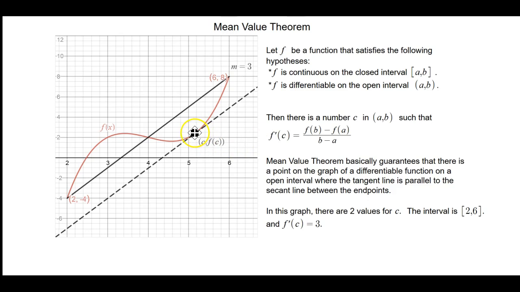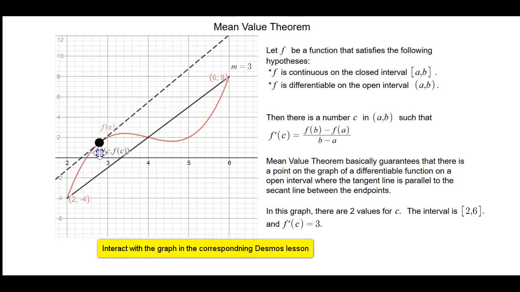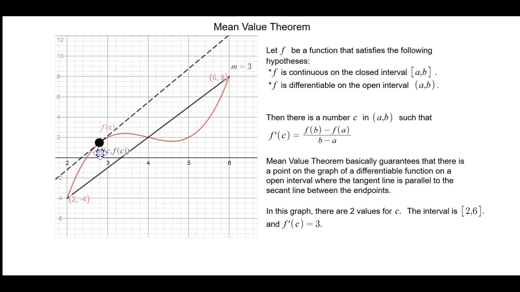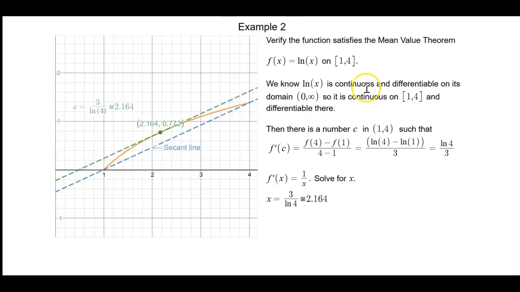they're parallel. So you can move this point to look at the tangent line as you move along this curve, and you can see in this example that there are two values of c where the tangent line is going to be parallel to the secant line that connects the endpoints. So in this case, the mean value theorem gives us two values of c.